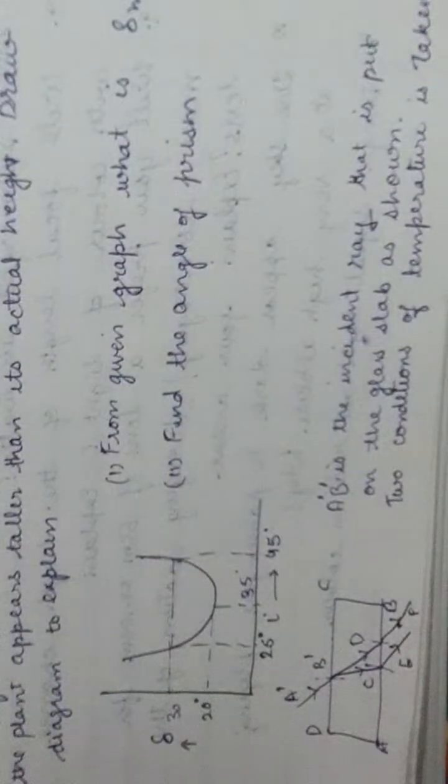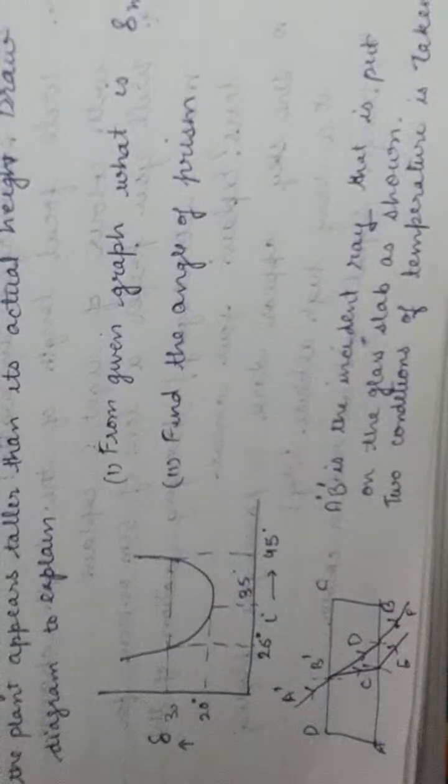Next is very important, because this was in one of the specimen papers, but this question didn't turn up in the board exam. So yes, the graphical part is important. The question is, the graph is given to you, and from the given graph you have to find the value of delta minimum, and second, you have to find the angle of prism.